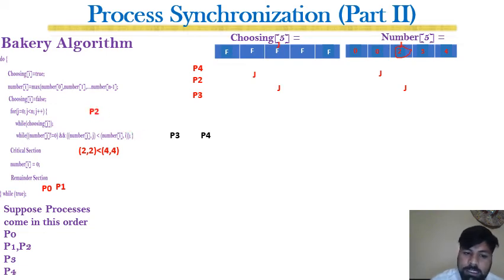P2 moves ahead. It increases its pointers, and then it evaluates the condition that number at J shouldn't be 0. You can see that 2 is not equal to 0. The first part of the condition is true. For the second part, number at J comma J should be less than number at I comma I. So 2 and 2 should be less than 2 and 2. No, the condition is false. So if one part of the condition is false, it means that P2 will have to proceed. And P2 proceeded, and it also increased its pointers to the next level, right?